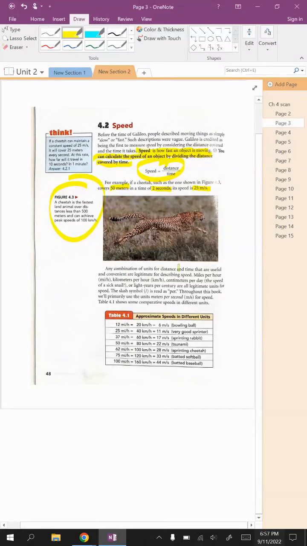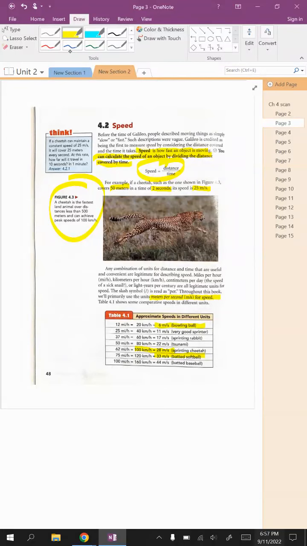Any combination of units for distance and time that are useful and convenient are legitimate. So any units are okay: miles per hour, kilometers per hour, centimeters per day, light years per century. But in SI units, we're going to be using meters per second for speed. And here's a little comparison. We mentioned the cheetah. Cheetah, when it's sprinting, can go 28 meters per second. Compared to, say, if you're a softball player and you hit the softball, your softball could be going 33 meters per second. If you're a bowler, you could be bowling at something like 6 meters per second.